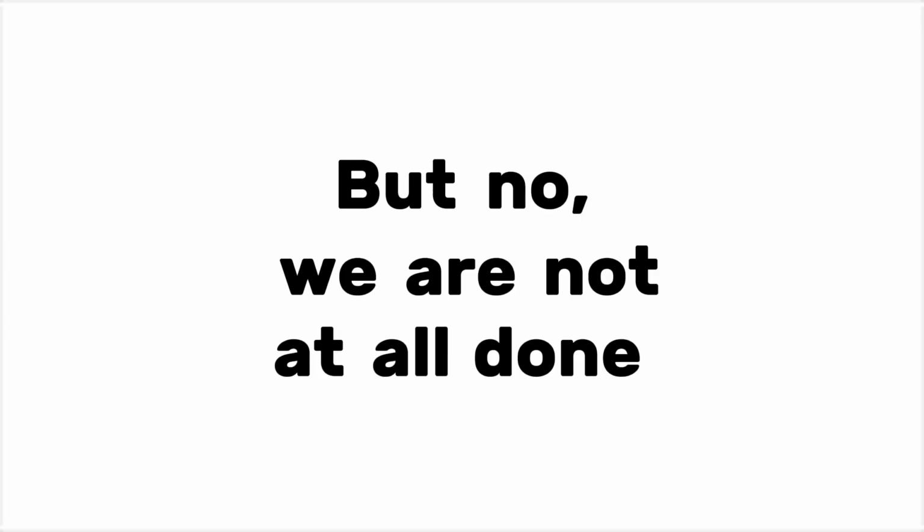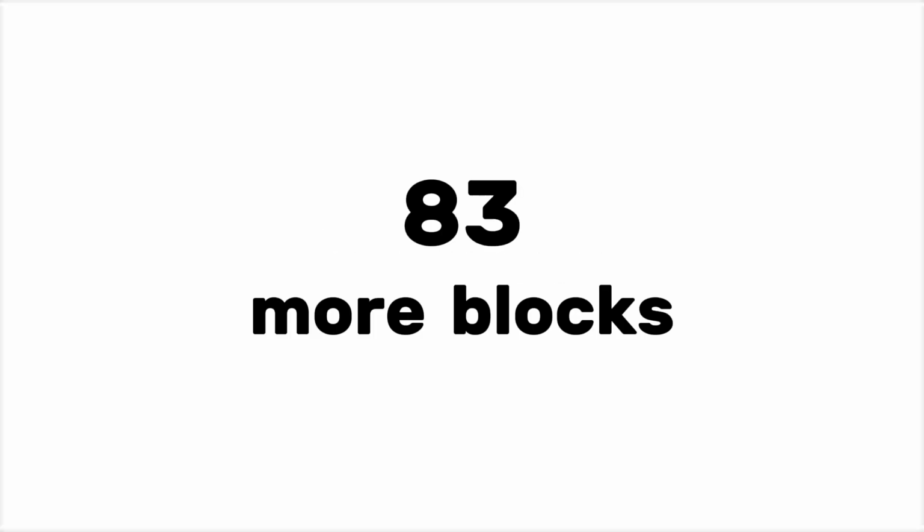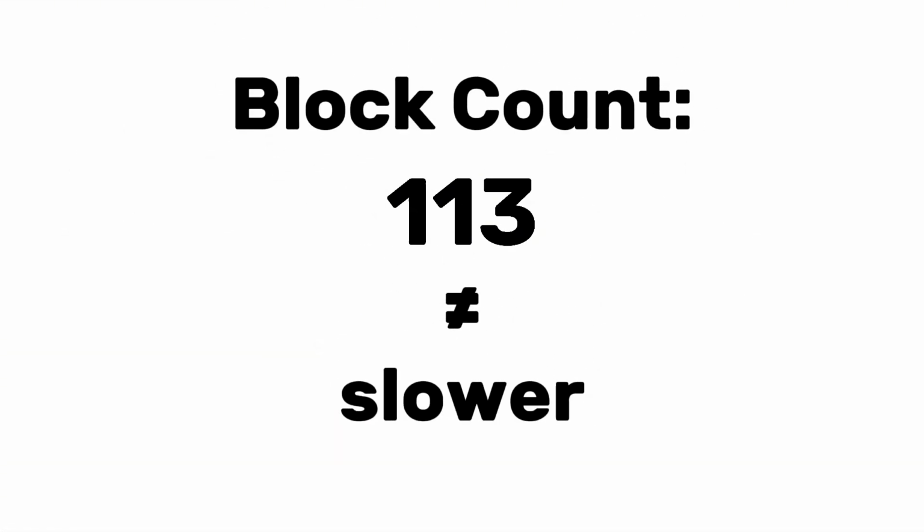Now it's tempting to stop here, but no, we are not at all done. This 30 blocks of code is by no means efficient, because you can see if I move my mouse too far off the stage, it will get very laggy. So to make it more efficient, we need to add 83 more blocks. Yes, 83 more blocks. Higher block count does not always mean slower, and in this case, it's actually the opposite.